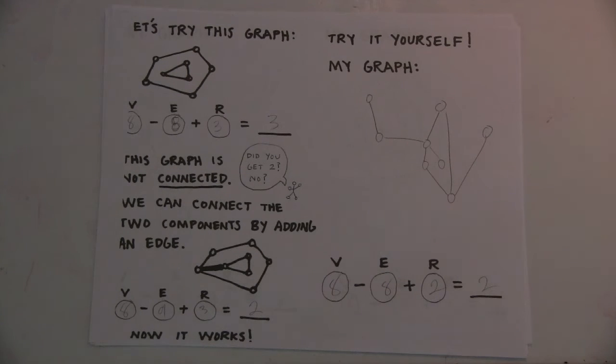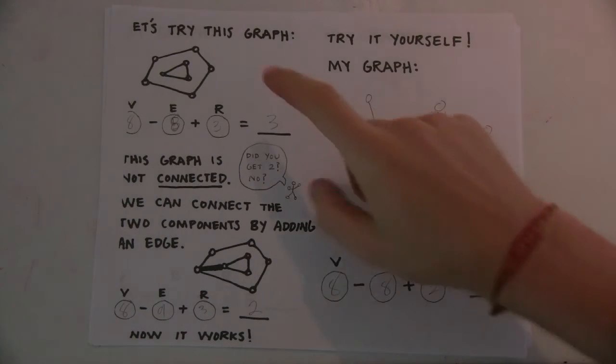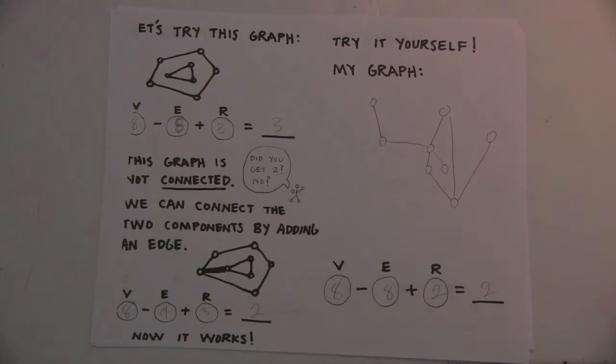And he says this graph is not connected. We can connect the 2 components by adding an edge, and once you do that, you do get 2. So the graph has to be connected. Oh, interesting. So there was something unusual about this graph, and it wasn't connected.